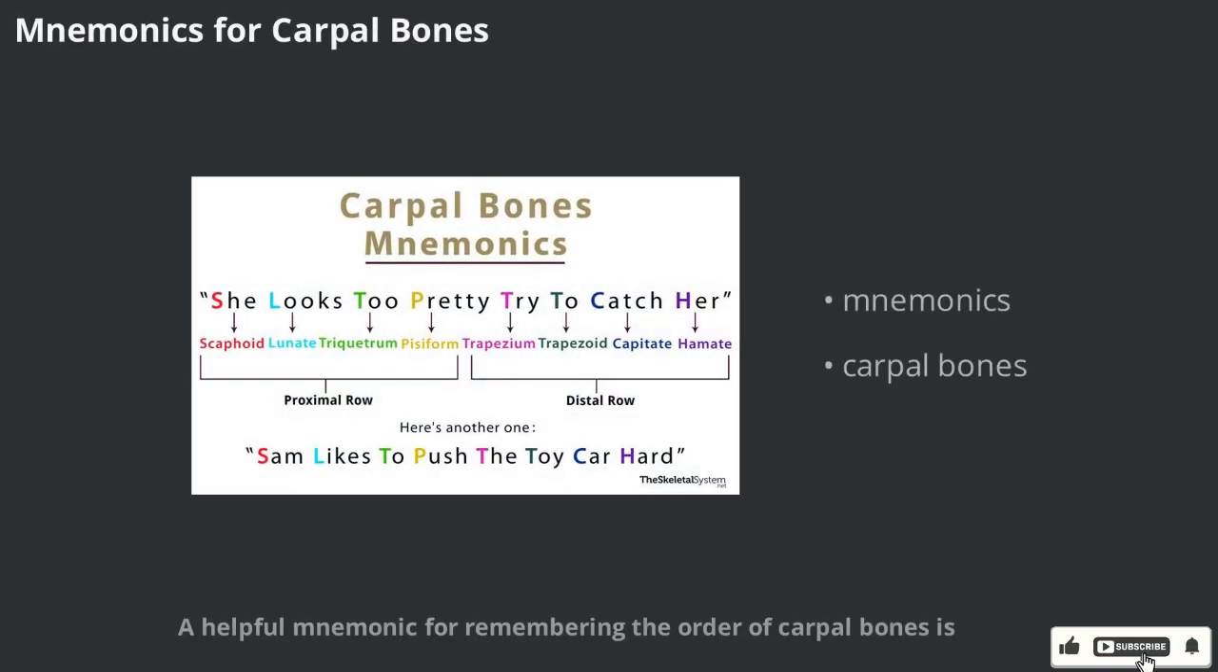A helpful mnemonic for remembering the order of carpal bones is, "She looks too pretty, try to catch her." This represents the scaphoid, lunate, triquetral, pisiform proximal row lateral to medial, and trapezium, trapezoid, capitate, hamate distal row. Mnemonics like this make it easier to recall complex anatomical arrangements during exams or clinical practice.